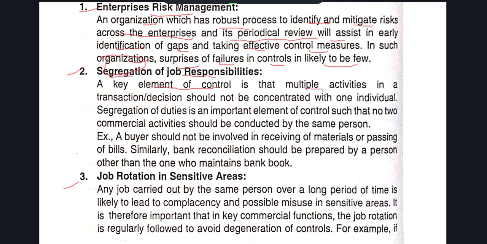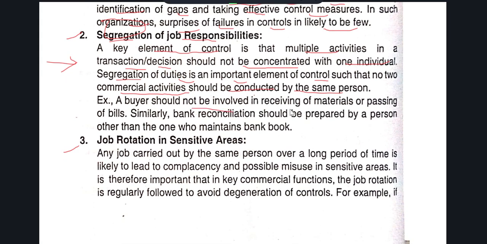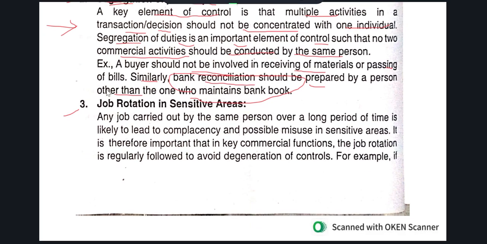Segregation of job responsibility. The key element of control is that multiple activities of a transaction, and multiple activities and decisions, should not be concentrated with one individual. One individual should not have everything. Segregation of duties is an important element of control, so that no two commercial activities are conducted by the same person, such as purchase and selling. A buyer should not be involved in receiving the material or passing the bills. Similarly, bank reconciliation should not be prepared by the person who maintains the bank book. The bank book should be separate, and bank reconciliation should be separate.